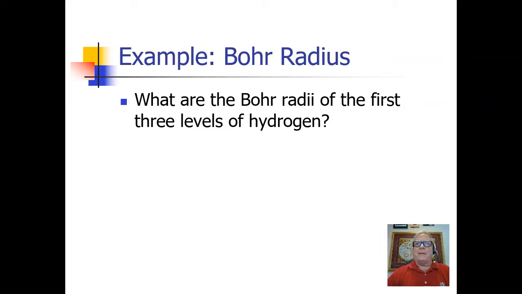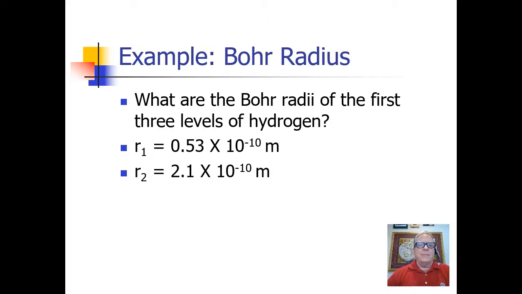Once you've actually calculated the Bohr radius, it becomes quite simple to get the energy levels for hydrogen, at least the radii of the energy levels. R1 is the Bohr radius. R2 then would just be 2 squared times that, so it's going to be 4 times the Bohr radius. And then R3 is going to be 9 times the Bohr radius, 3 squared.